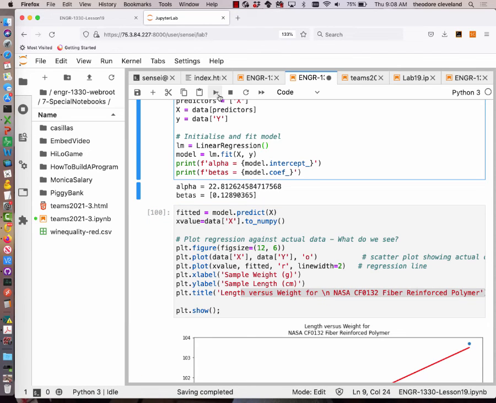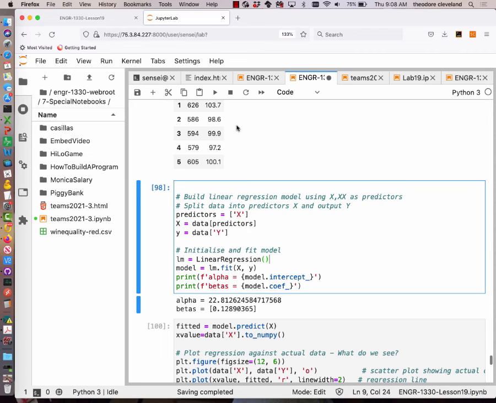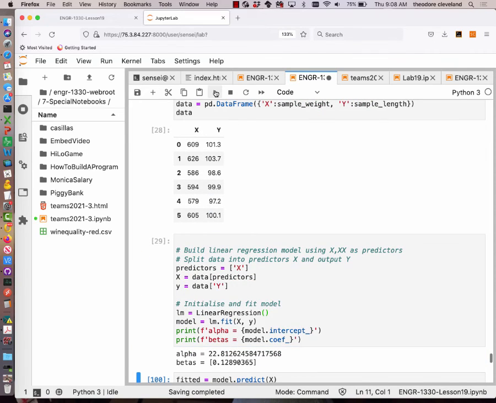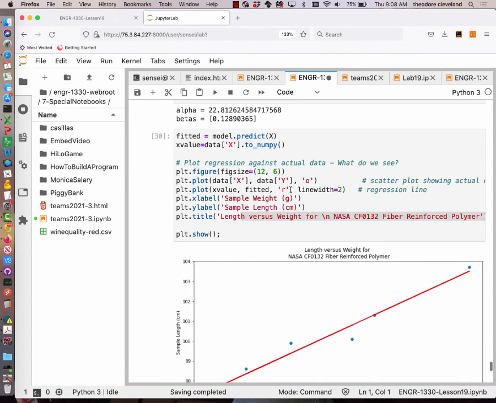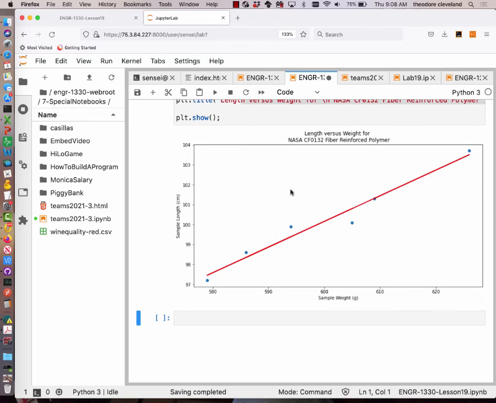So now let's make sure I got these all set up. Yeah, those are loaded. And there is our Texas Instrument data fitted using, I think that was the sklearn package. And we could do that with other linear packages.